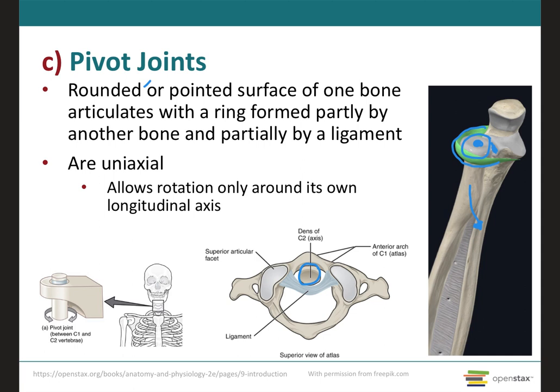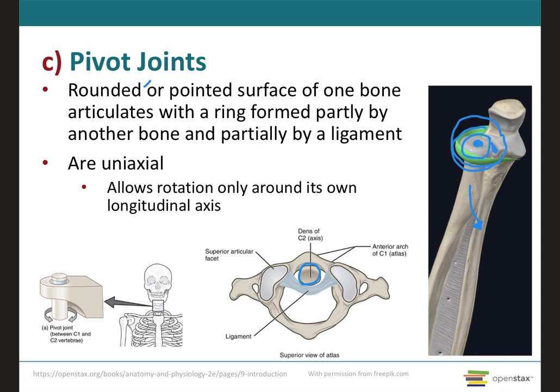And when the head of the radius will rotate within this axis over here, it will perform what we call supination and pronation, which we will talk more about later on still in this module.